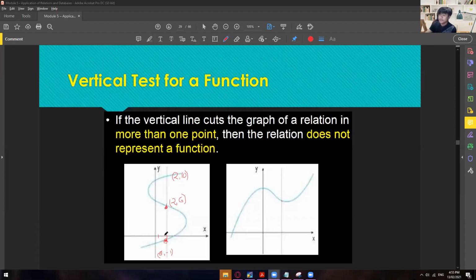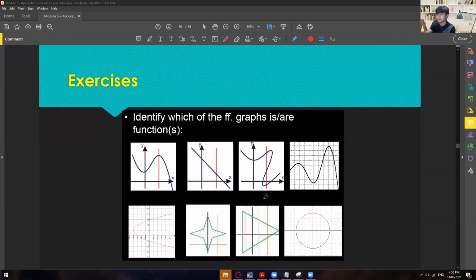All right, so again, if your domain has more than one partner, like this one right here, then that one is already not a valid function. So for this graph, this one is not a valid function, and then for this one, this is a valid function. As long as your vertical line is not hitting more than one point for the x-axis, then that one is a function.